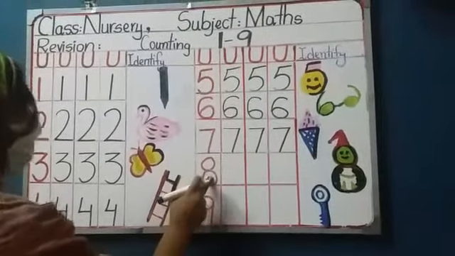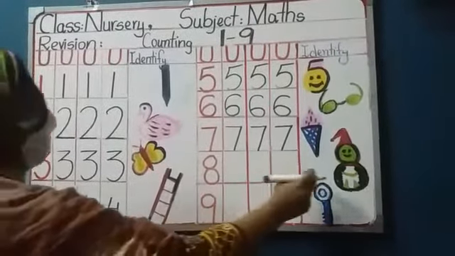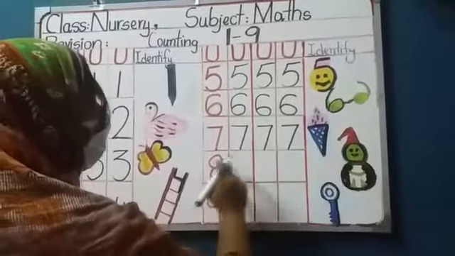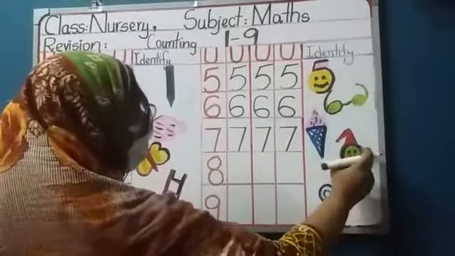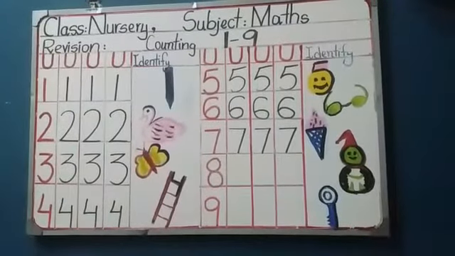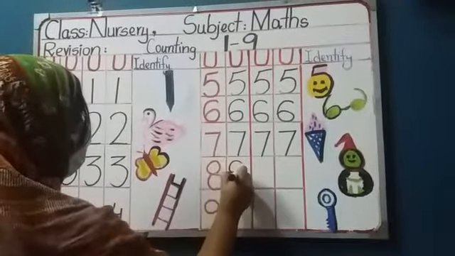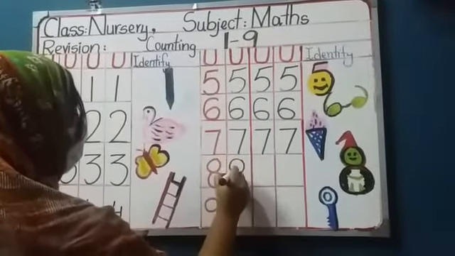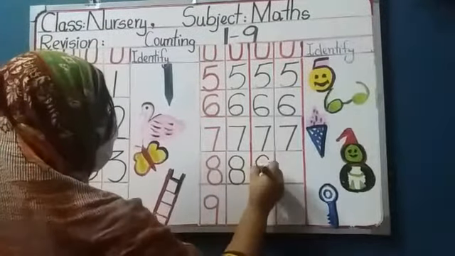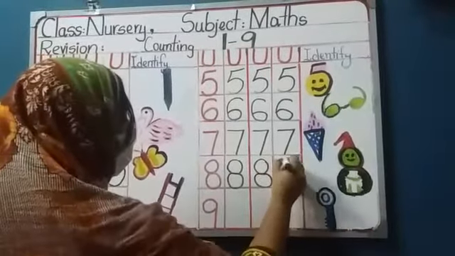Now come on next digit. What is this? This is 8. And what is this? This is penguin. The shape of 8 is matching with penguin. So we can easily identify 8. Now write it. Write with me. Make a circle and again make a circle. 8.